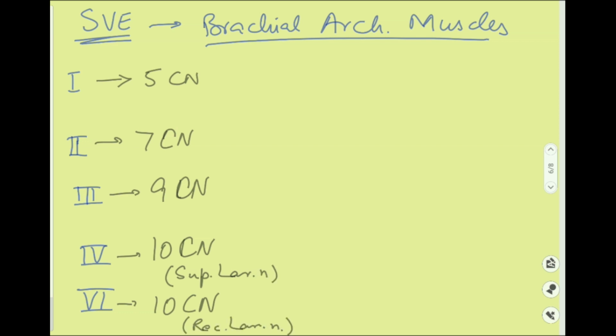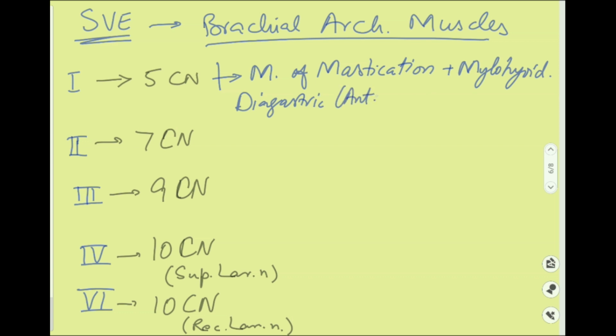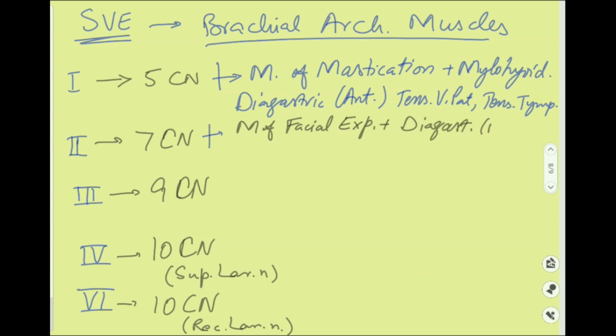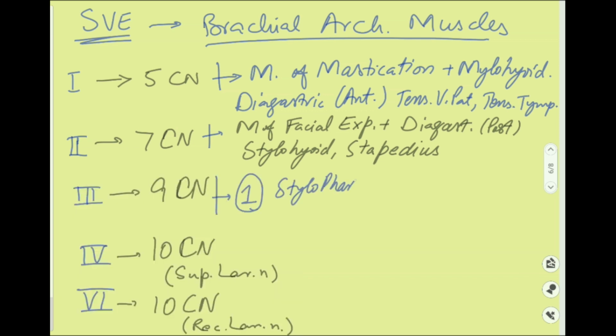Muscles of arch 1 include muscles of mastication, mylohyoid, digastric anterior belly, tensor veli palatini, and tensor tympani. Muscles of arch 2 are muscles of facial expression, digastric posterior belly, stylohyoid, and stapedius. Muscles of arch 3 are only one, stylopharyngeus.